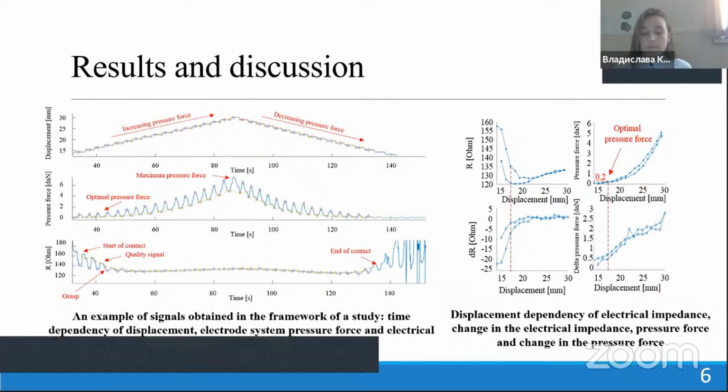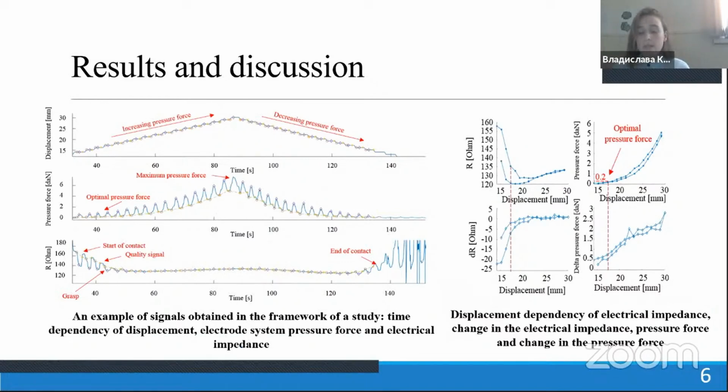The parameter delta R was investigated. It was calculated as a difference between the electrical impedance at rest and during action. The delta parameter reflects the change in the amplitude of the action pattern in the electrical impedance signal.